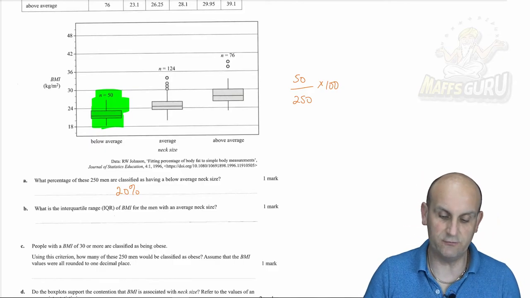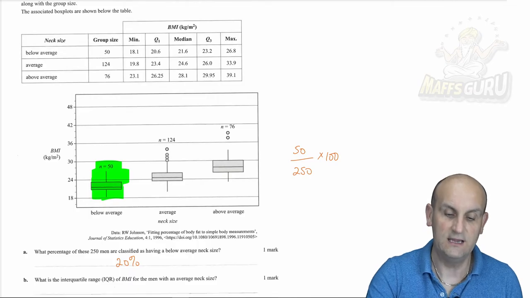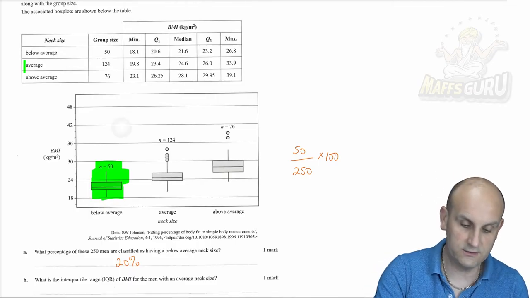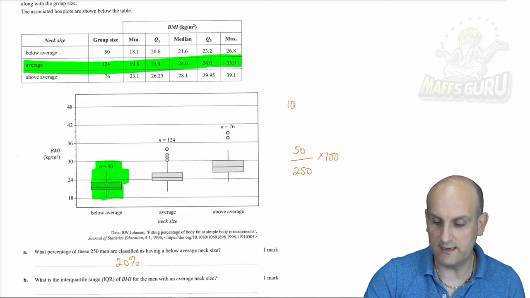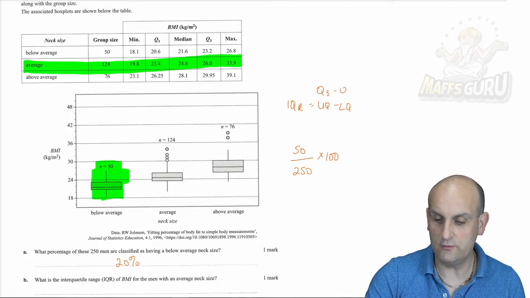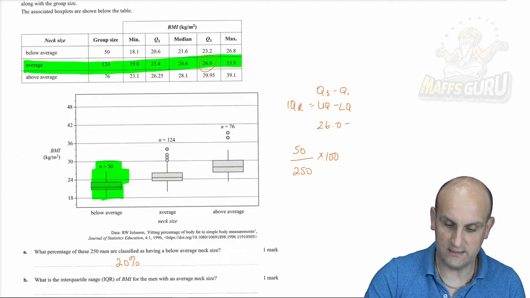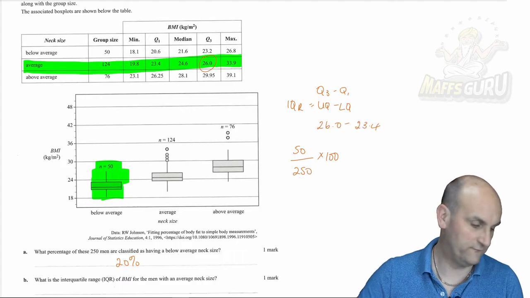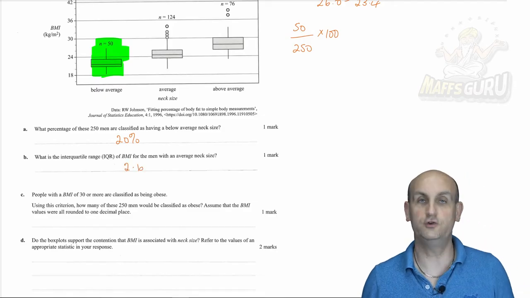What is the interquartile range of BMI for the neck with an average neck size? Again, we're going to go to the average neck size, and it wants the interquartile range. So we're going to highlight the data that was average, and we know that the interquartile range is equal to the upper quartile minus the lower quartile, or in this situation, Q3 minus Q1, which gave me 26.0 minus 23.4, which when I put it into my calculator, gave the correct answer of 2.6.